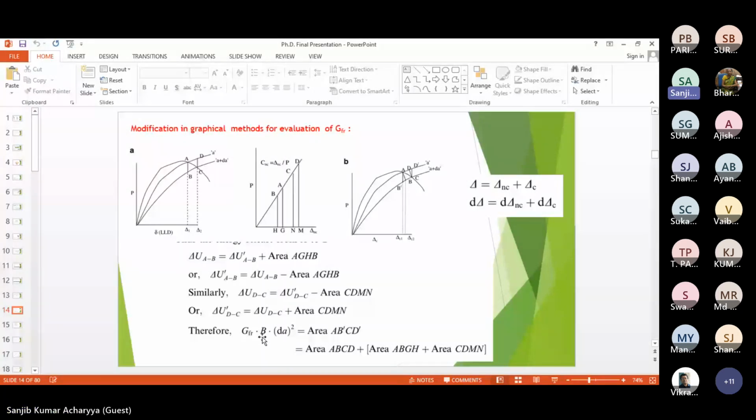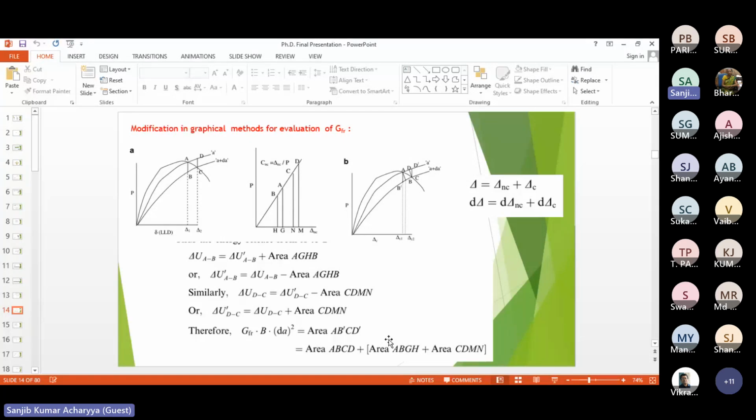How? Initially, we got GFR into B into dA square as only the area of the quadrilateral, but now these two areas, which depend on the non-crack compliance of the component, will be included. Look now, for pipe, this area will come higher, but for CT, the area contributed from the non-crack compliance is very less.